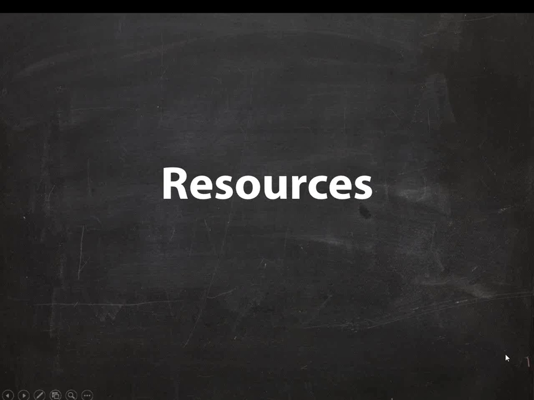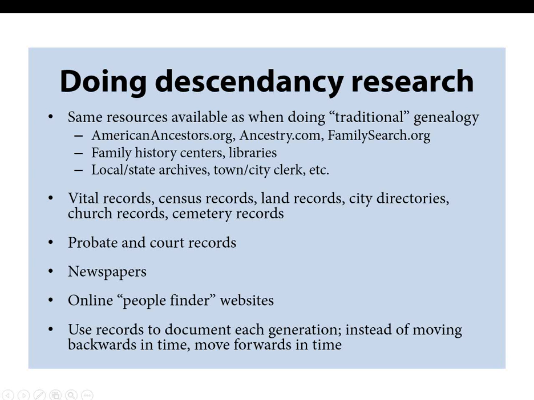So what resources are out there to do a descendancy research project? Well, a lot of the same resources are available as when doing traditional genealogy. We're all doing a lot of work online and remotely these days, so websites like AmericanAncestors.org, Ancestry.com, and FamilySearch.org are all great places to start a descendancy research project. But you can also do research in person at places like a family history center or library, or your local or state archives, town or city clerk, courthouse, etc.